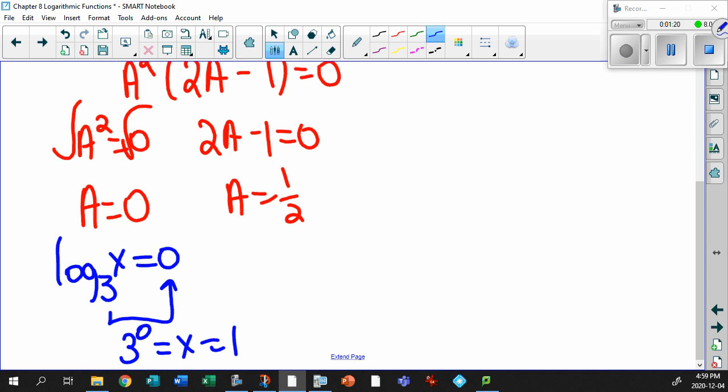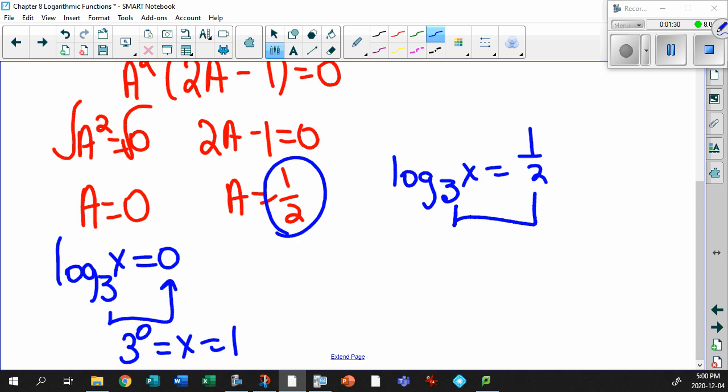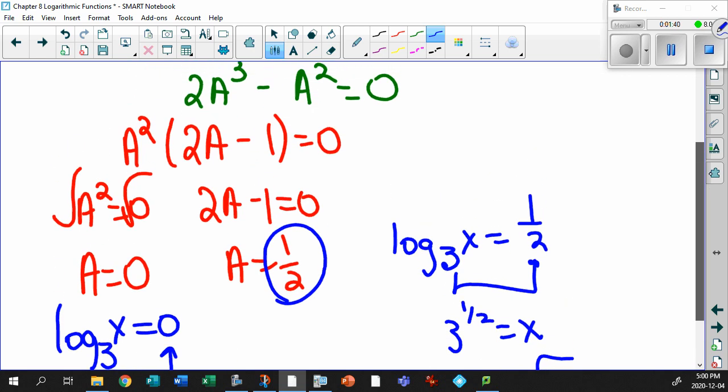Oh, how pleasant. Look at that. Do the same thing to this one. Ready? This is log base 3 of x equals a half. So 3 to the power of a half equals x. So that means x equals root 3. Now, verify that by looking at our original question.